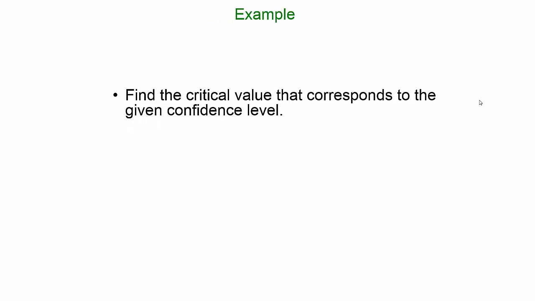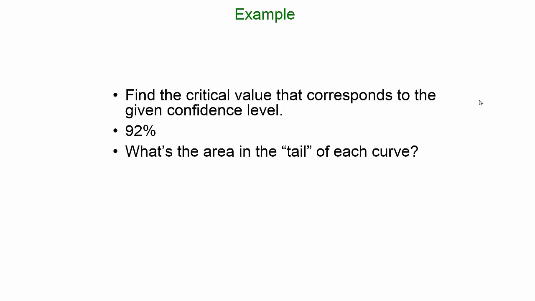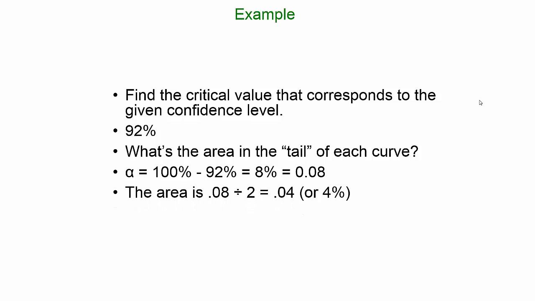Let's practice finding the critical value that corresponds to another confidence level. Let's use 92%. So what would the area left over in the tail of each curve be? Alpha is 100% minus 92%, or 8%. The decimal equivalent is 0.08. So the area located in each tail is alpha divided by 2. 0.08 divided by 2 is 0.04, or 4%.